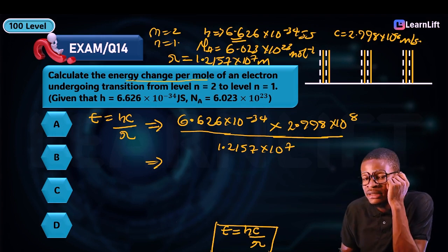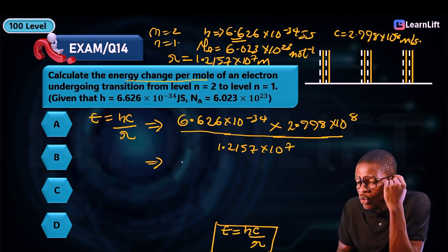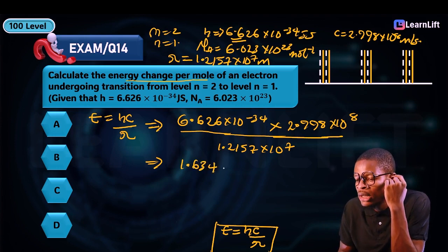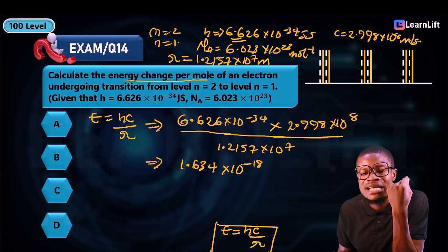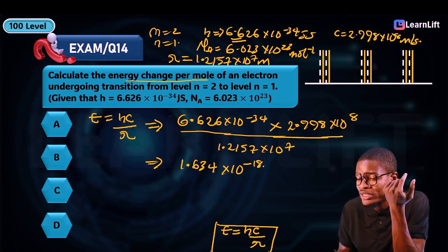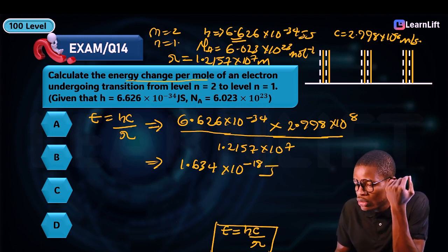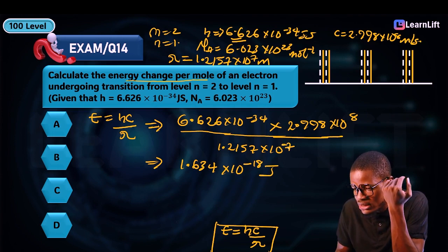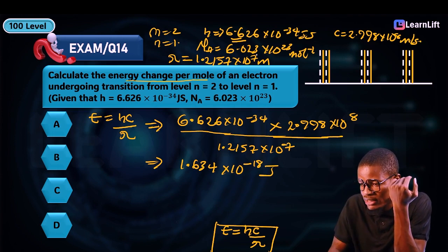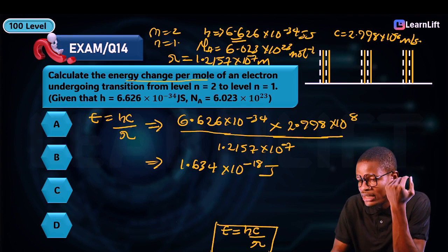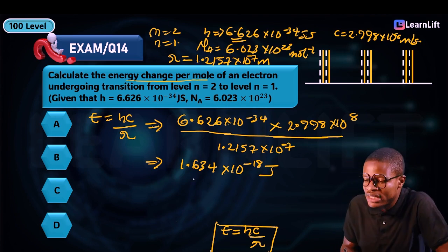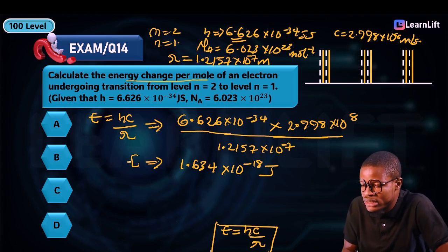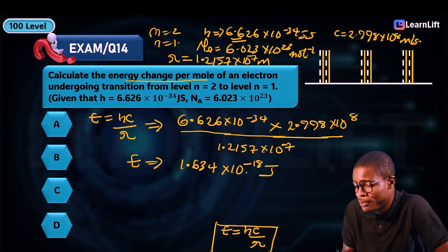Now, automatically, this is going to give me 1.634 times 10 raised to the power of minus 18. Now, energy, what is energy measured in? Energy is measured, of course, in joules, right? Joules. Don't forget that here is negative. Oh, this is not 7, this is minus 7. So here is negative. Correct that negative there. Now, the energy I've gotten here is 1.634 times 10 to the power of what?